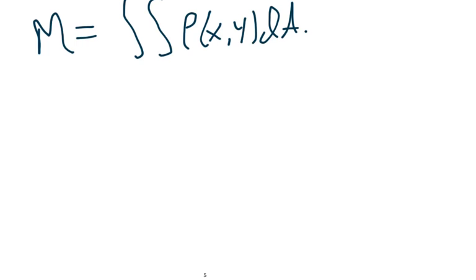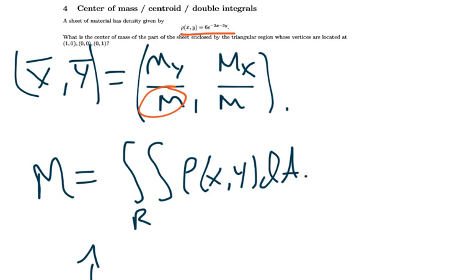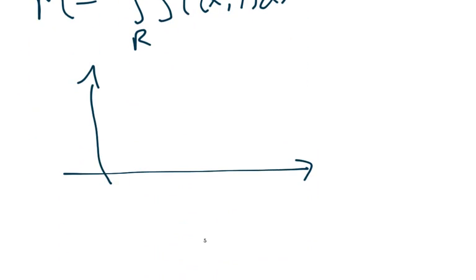So first we want to figure out what our region is. I'm going to call it region R. So we have a triangle with coordinates 1, 0, 0, 0, and 0, 1. So, here's 1, 0, here's 0, 1, here's 0, 0. So this is our triangle.